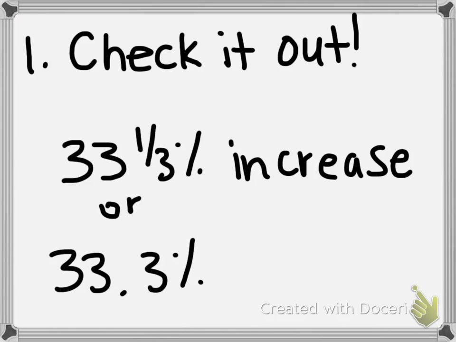Okay, you should have found that number 1, check it out, was 33 1/3% or 33.3% increase. Excellent. Now turn the page. Now we're on number 2. When Jim was exercising, his heart rate went from 79 beats per minute to 98 beats per minute. Estimate the percent of increase.